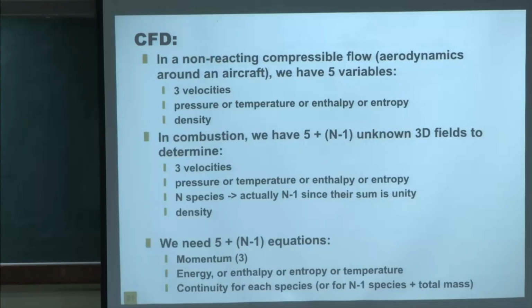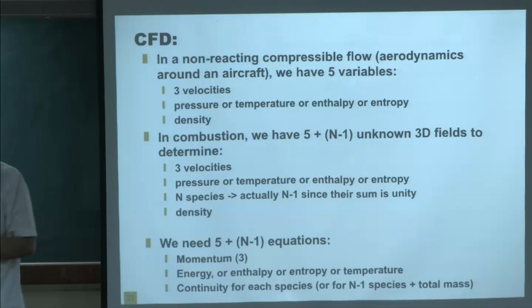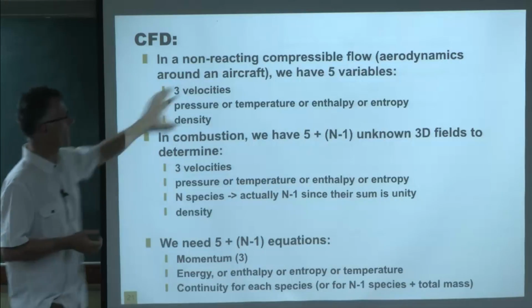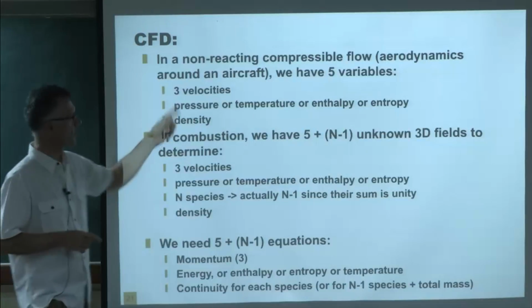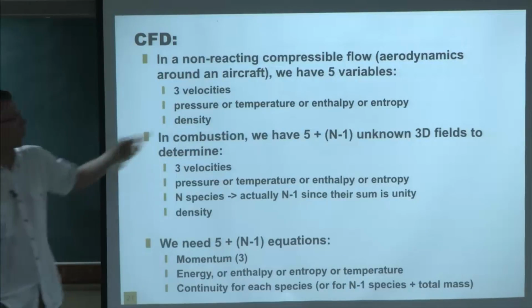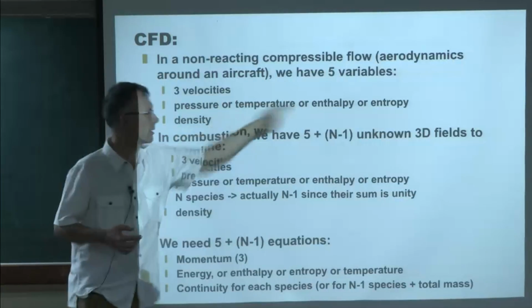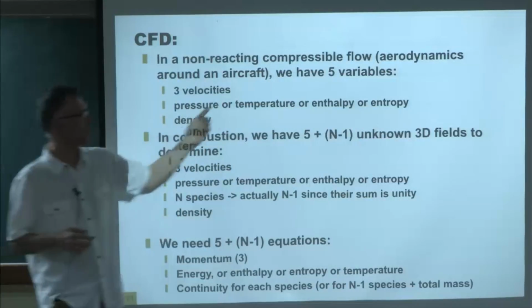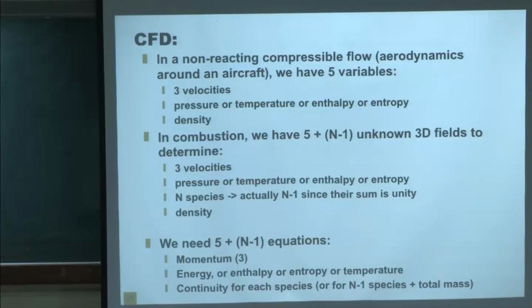Let's start at the beginning. If you compute the flow around an aircraft, I hope you know how many variables you're solving for. It's 5. At each point of the flow, you need to know the 3 velocities, the density, and the pressure or the temperature, because with pressure and density you have temperature, or enthalpy or entropy. Any of those variables are linked. So you need 5 variables if it's a compressible flow.